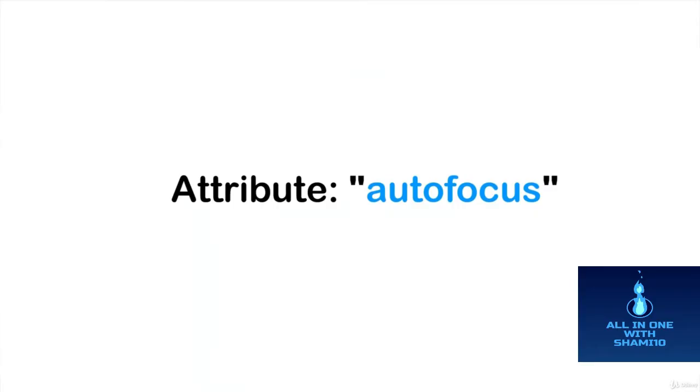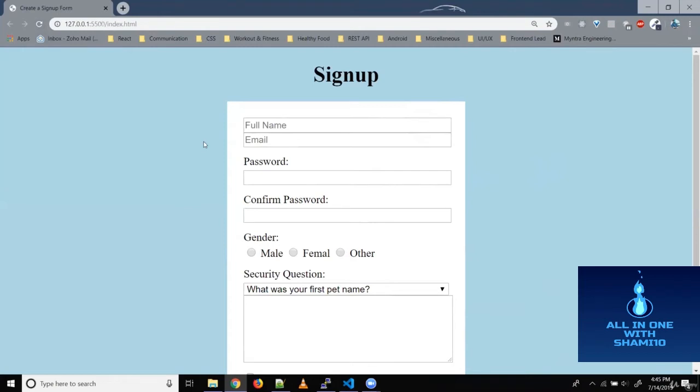Moving on to the next one, which is autofocus. Let's refresh this page. When the form is loaded, none of the fields is focused. So what do I mean when I say focus? When you click on a field, you get this blue outline and the cursor blinks. So this field is focused right now. But by default, it's not focused.